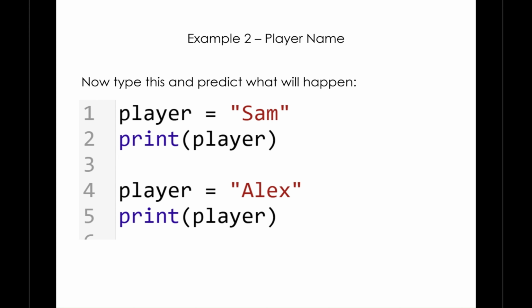Let's have a look at example number 2. Type this into Create with Code and predict what will happen. Line number 1 is player equals Sam. Print player. And then line number 4 is player equals Alex and print player. And again, Python only remembers the most recent value. Old values are overwritten. So Sam is overwritten with Alex, and Alex should be printed as the final player value.